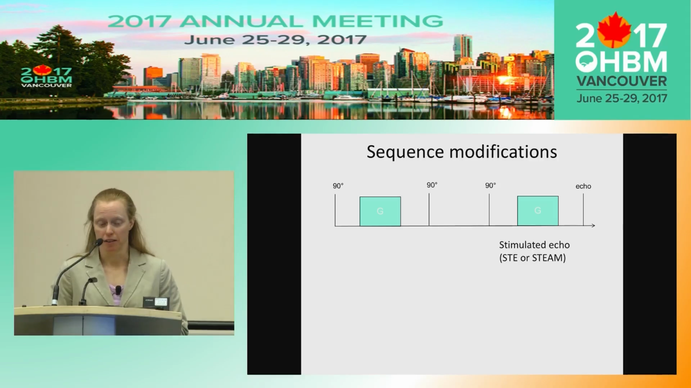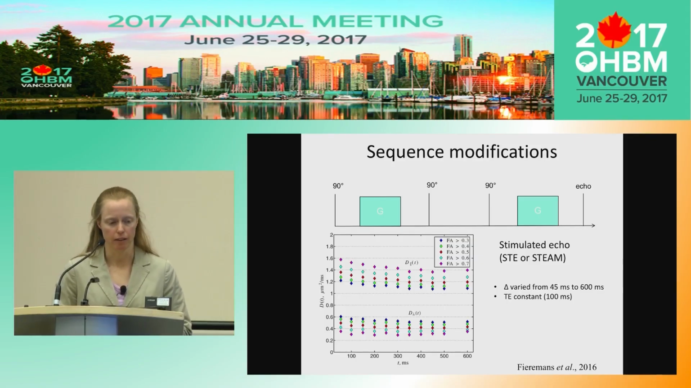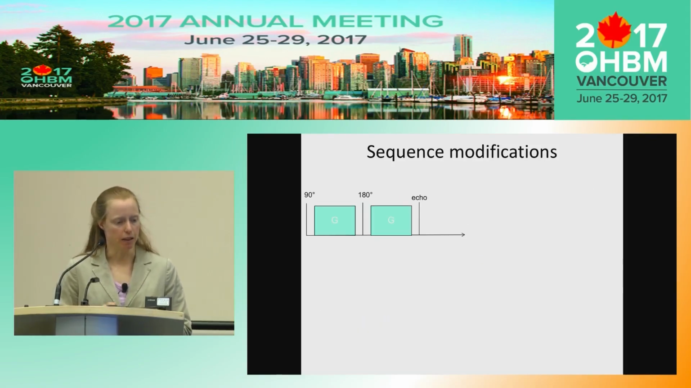And why would you want to do this? Well, you can significantly increase the diffusion time over which you're observing the diffusion process. A recent example by Spearmans looked, with long diffusion times, at the time dependence of the extra-axonal diffusivity. She was able to go up to diffusion times of 600 milliseconds instead of the more typical 40 milliseconds or so. So that's STEAM.